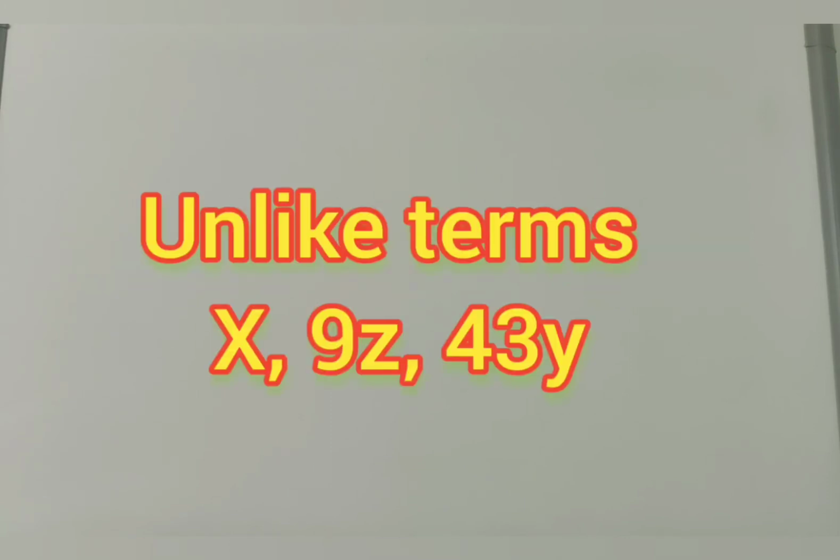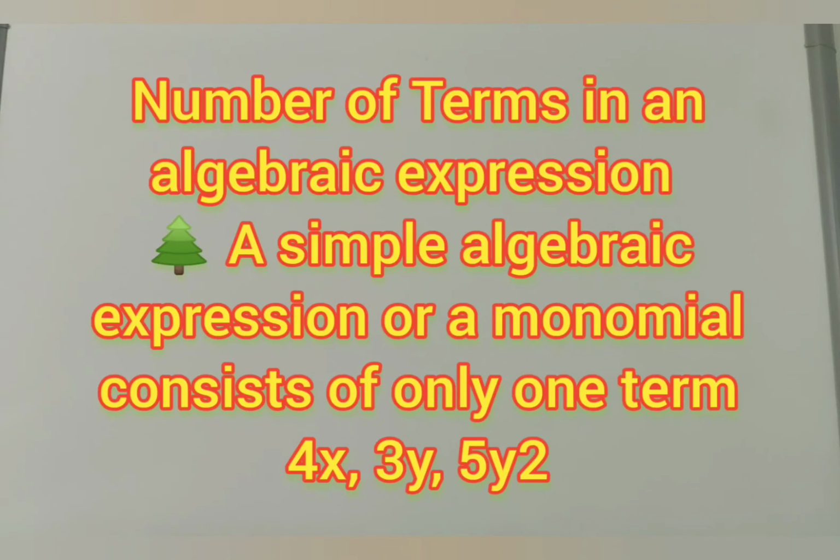For unlike terms, look at the example x, 9z and 43y. In the first term the variable is x, in the second term the variable is z, and in the third term the variable is y. So different variables are there, so they are said to be unlike terms. I am going to send an activity for like and unlike terms: pick out the like terms and unlike terms. It will be a separate video. You will enjoy the video.